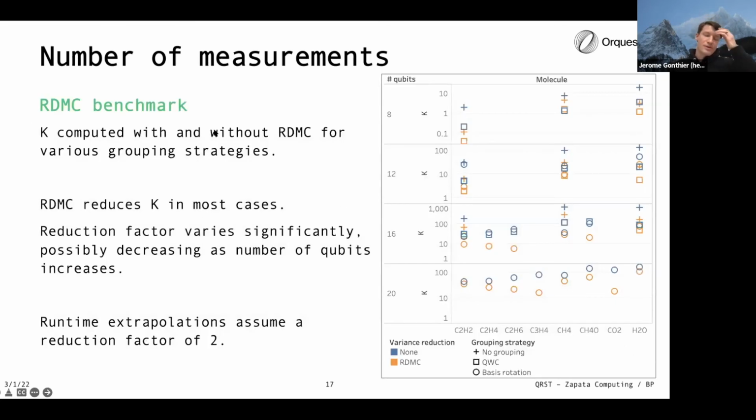Because we couldn't use this method for up to 80 qubits with the current code, because it's a prototype code, we only explored it for a small number of molecules. And we looked at what was the reduction factor in terms of the number of measurements that we observed. The reduction factor can vary, and it seems to be sometimes decreasing as a function of the number of qubits. So we assume that this allowed us a reduction factor of about 2.